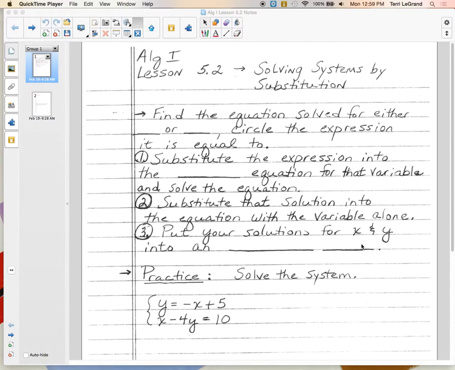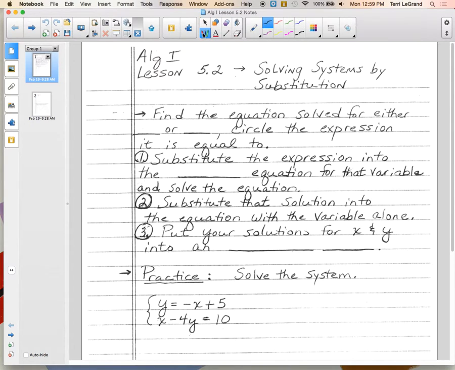Starting in lesson 5.2, we're no longer graphing, but as I said, that does not mean there is not still a graph for the system of equations that you're solving. We're just not using the graphing method to solve it. So we're still going to get ordered pair answers, which would still represent an intersection on a graph, but we're going to get it without graphing. We're going to do it algebraically.